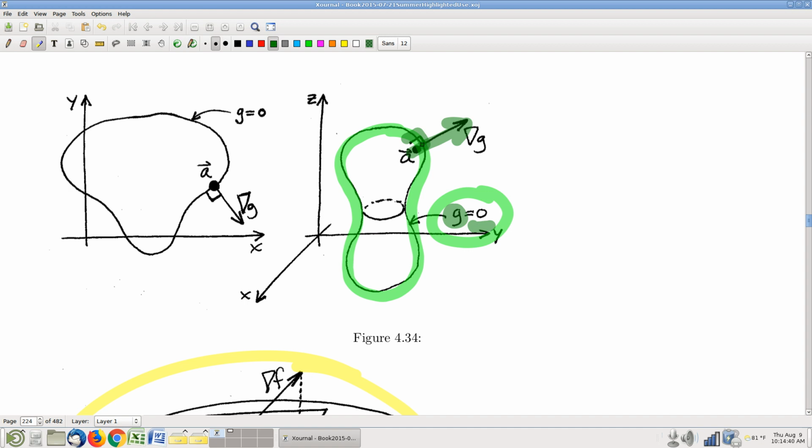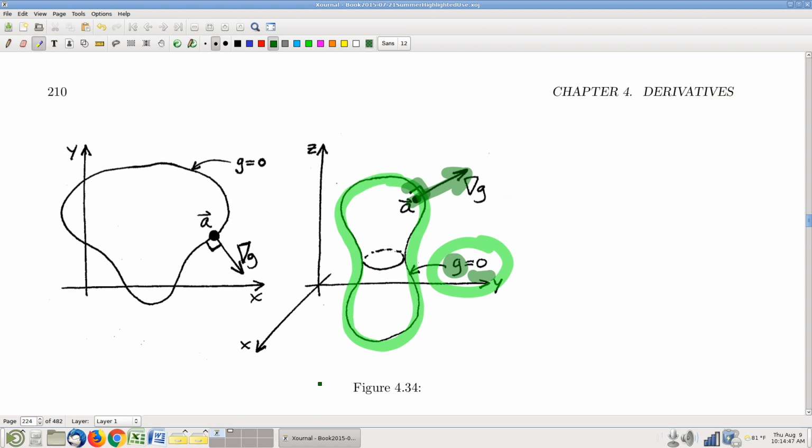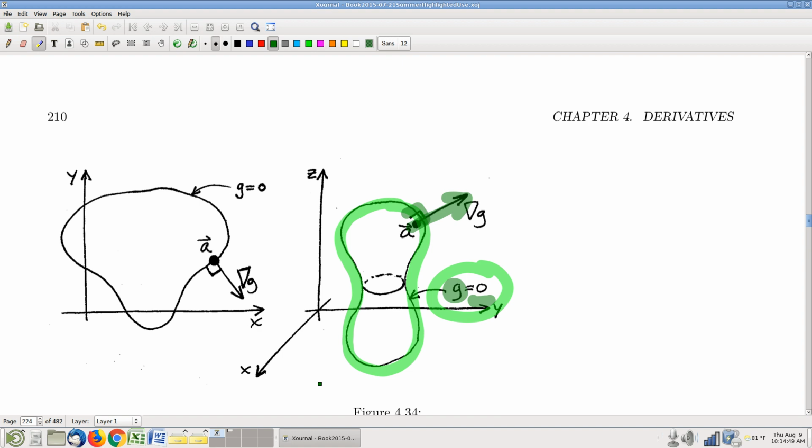Okay. Now, here's a confusing thing. Wait a minute. So what am I trying to maximize? G? G is always 0. What's going on here? Why is this not a trivial problem?